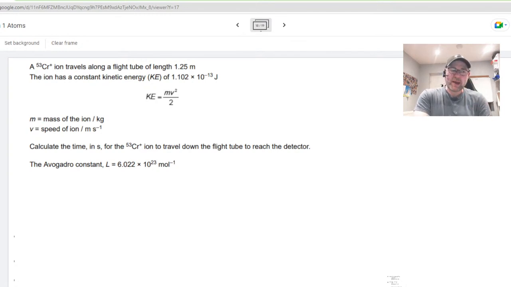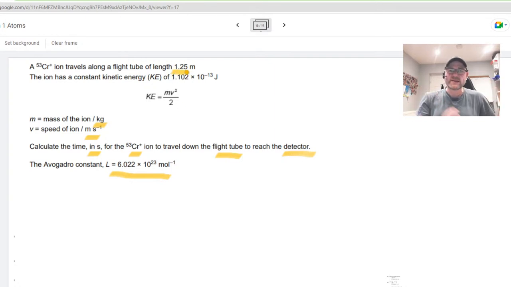However, some things to pay attention to in this five or six mark. Oh, it's a five mark. Sometimes there's six of these. The mass of the ion for this equation needs to be converted to kilograms. The speed of the ion is in meters per second as normal, but at A level, notice they don't do m slash s, they do m s to the minus one. So you've got to be on line with that. Calculate the time in seconds for the chromium ion to travel down the flight tube to reach the detector. You also need to know Avogadro's constant.